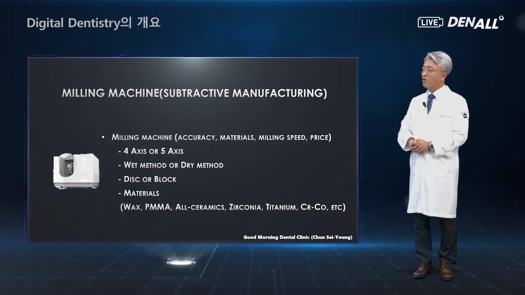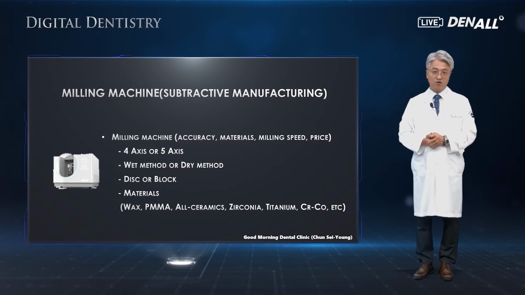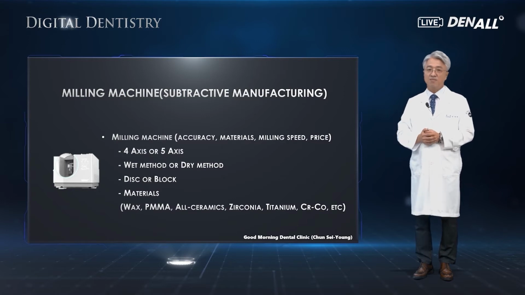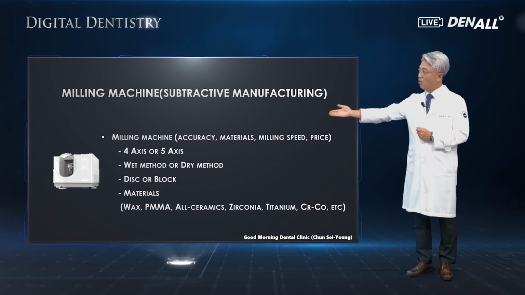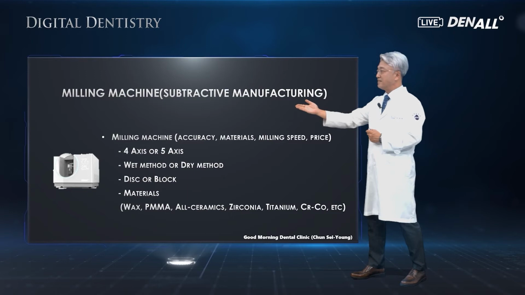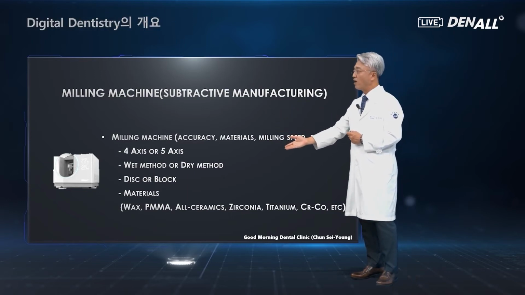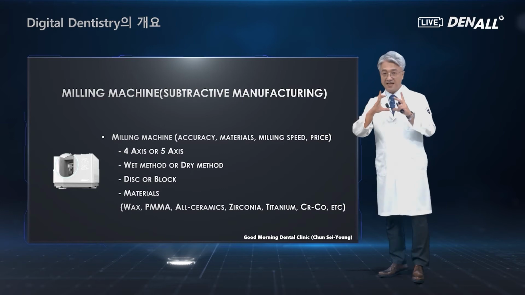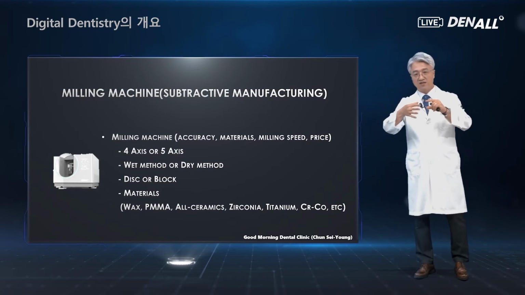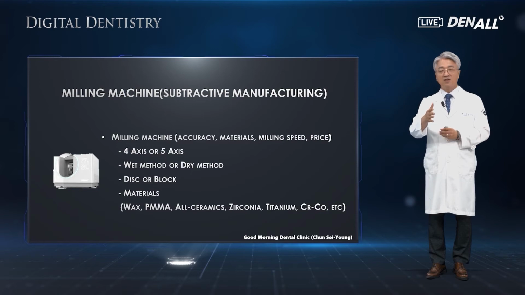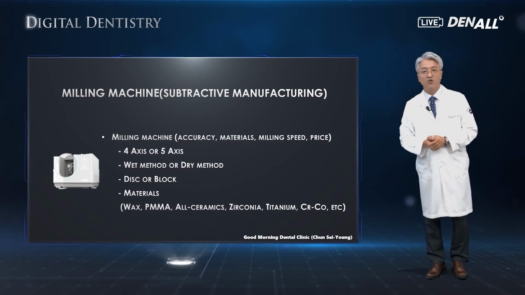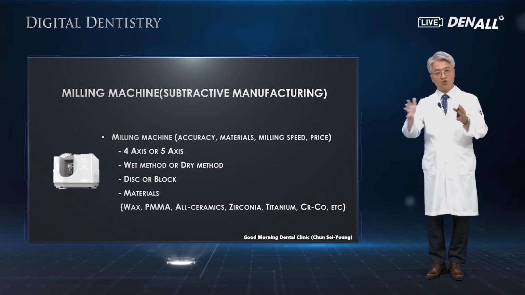OSSTEM produces dental milling machine. If you look at here, there are some characteristics. There are many different types and approaches. First, 4-axis or 5-axis, wet method or dry method. In terms of the materials, is it in the form of a disc or a squared block? So depending on those, machines are classified, or in terms of the materials to be processed. Performance or types of machines can be classified.